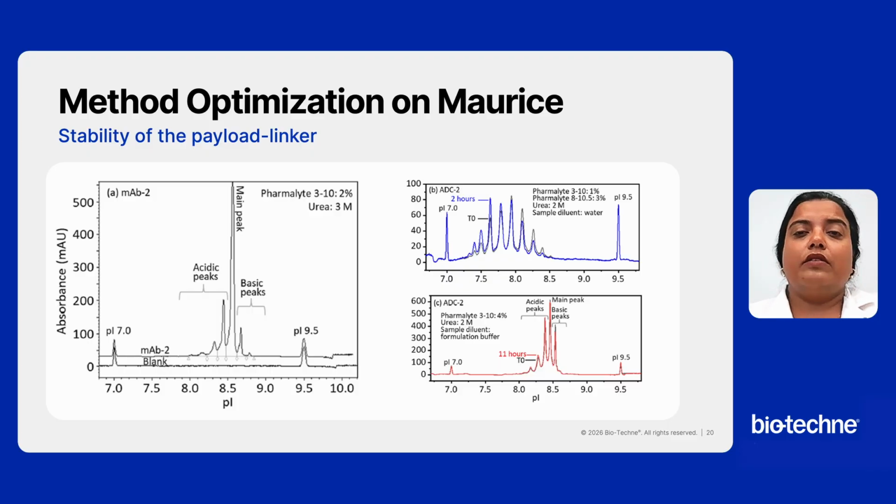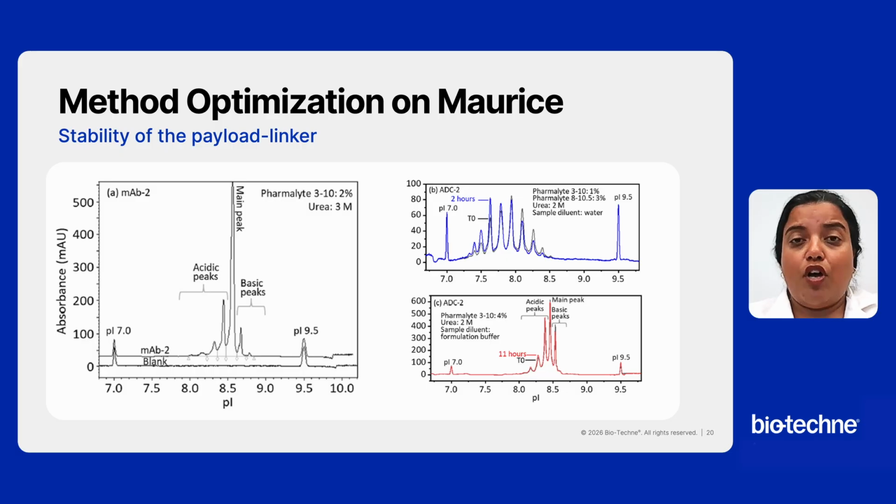In this article, the author emphasized the solution stability of the icIEF method, and it must be evaluated considering the possible instability of the payload and/or the linker. Now, the figure on the left shows the electroferrogram for the mAb. The icIEF separation was successfully achieved using 3 molar urea and 2% ampholyte 3 to 10 in a sample matrix without using a narrow range ampholyte.